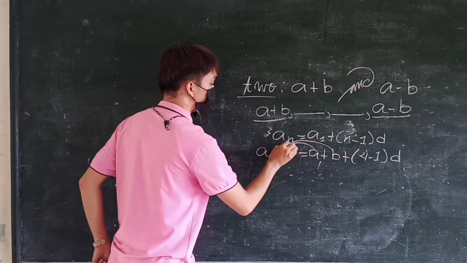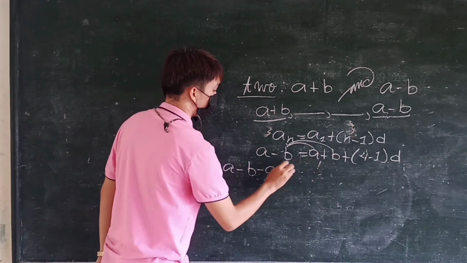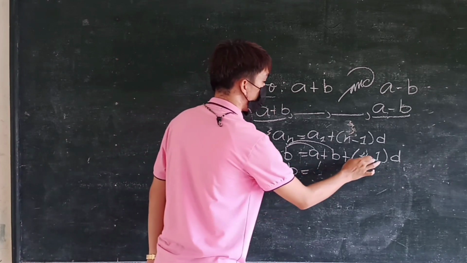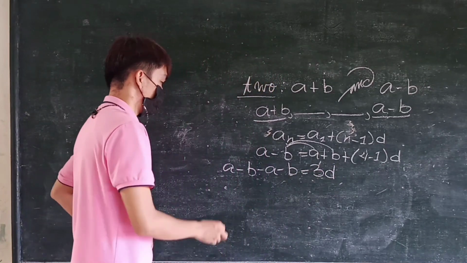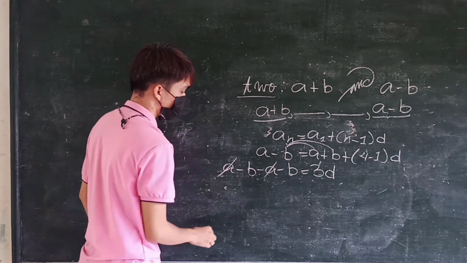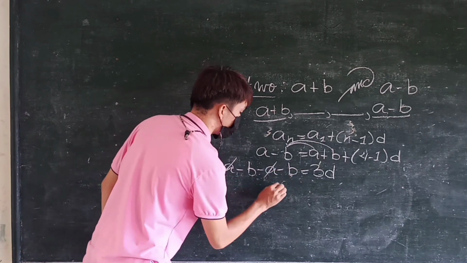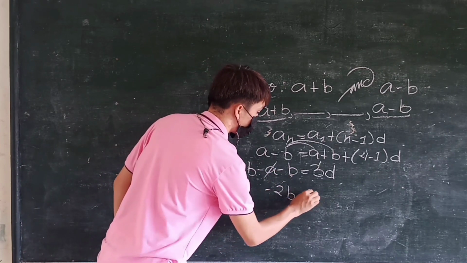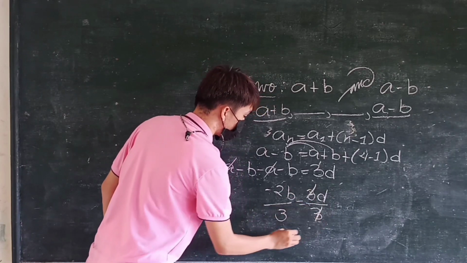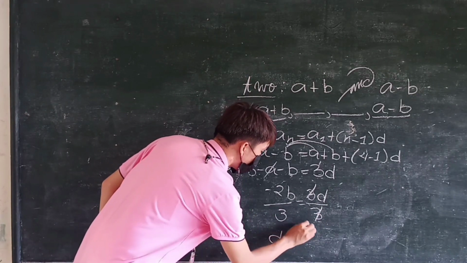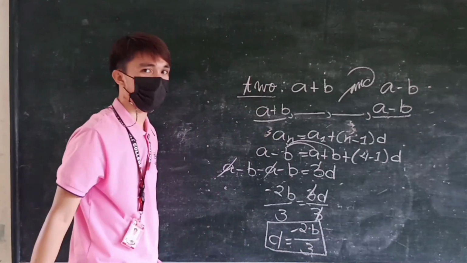Transpose a plus b to the other side. Positive a will become negative a. Positive b will become negative b. 4 minus 1 is 3 times d, which is equal to 3d. We can cancel a. Both are negative, so we have to add: negative b plus negative b equals negative 2b. We have here 3d. Divide both by 3. Cancel. So d is equal to negative 2b over 3. So this is now our common difference.